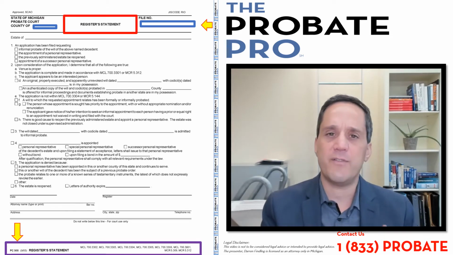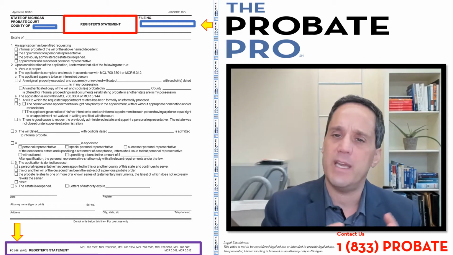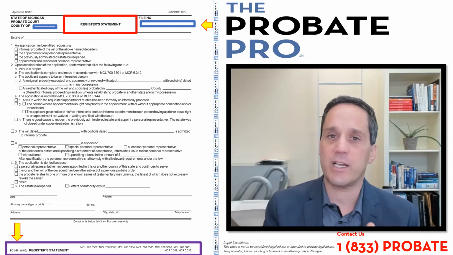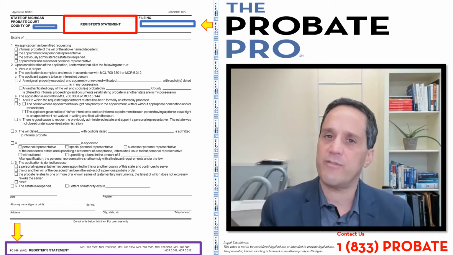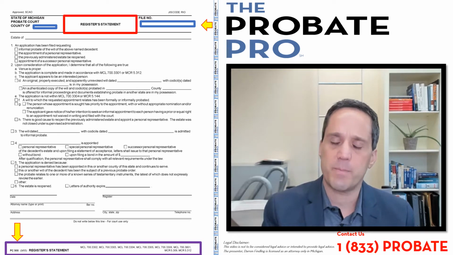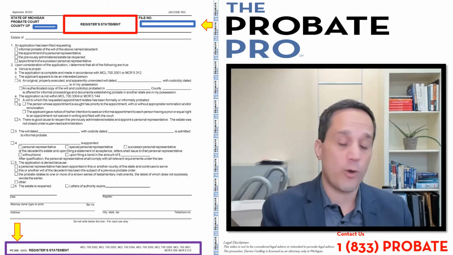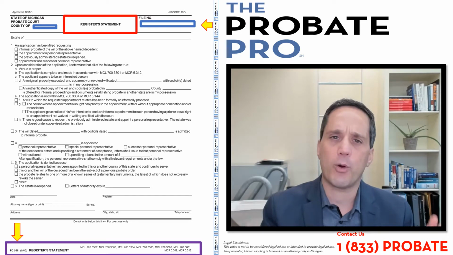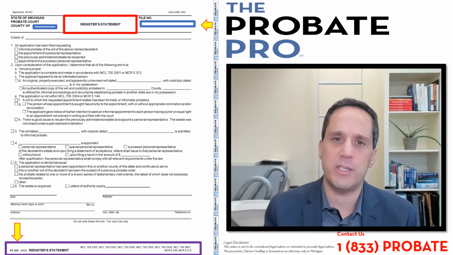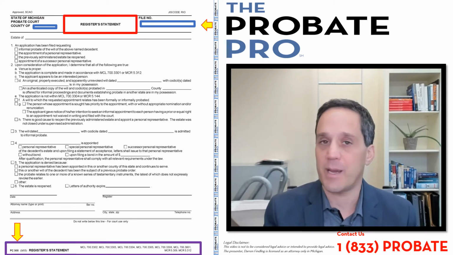So the idea of informal administration is when the family is in great harmony. Everyone's getting along well. There's not much complexity. You don't need the court's intervention in the administration. And most of the administration is done without or with almost no court intervention or involvement. So it's really important to decide which path you need to go, because if you go informal, you're not having court oversight each step of the way.